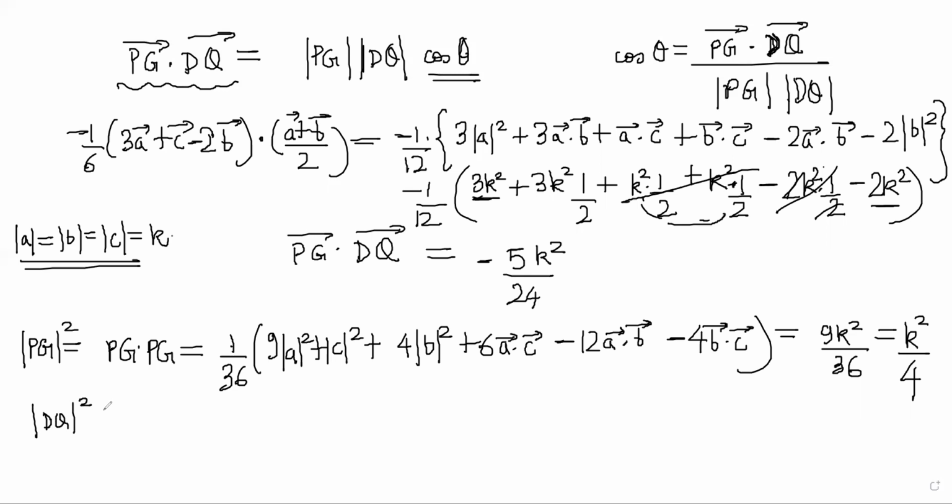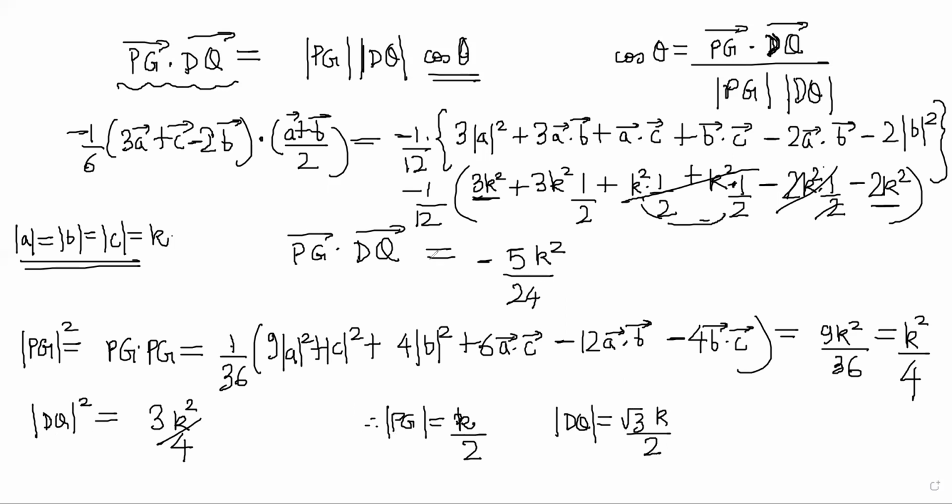Similarly you get DQ square. Mod DQ square will come out to be 3k square by 4. In the same way, how will you do mod DQ square? DQ dot DQ. So 3k square by 4. Therefore, mod PG is equal to k by 2 and mod DQ is equal to root 3 k by 2.